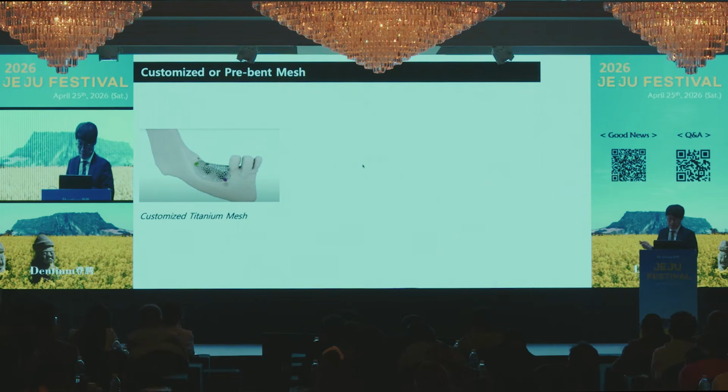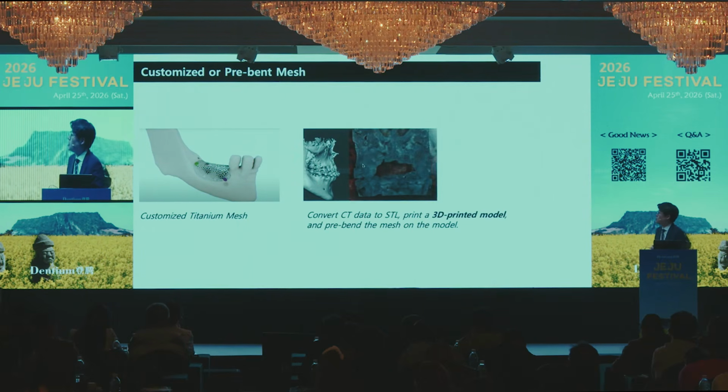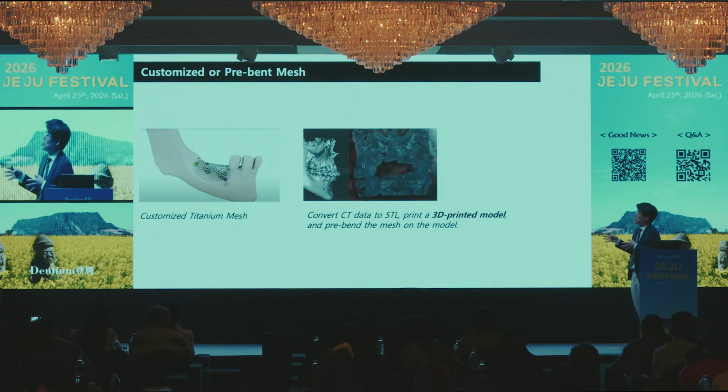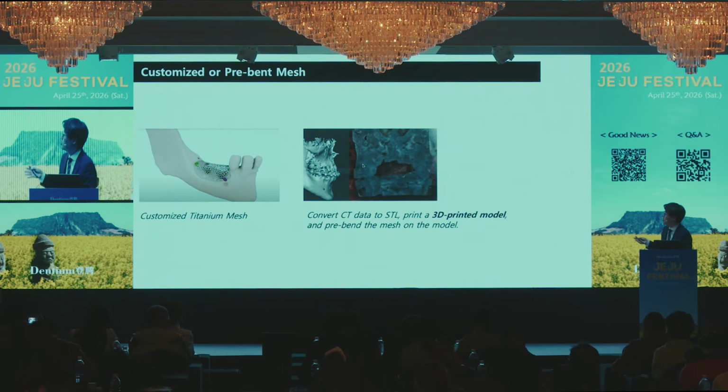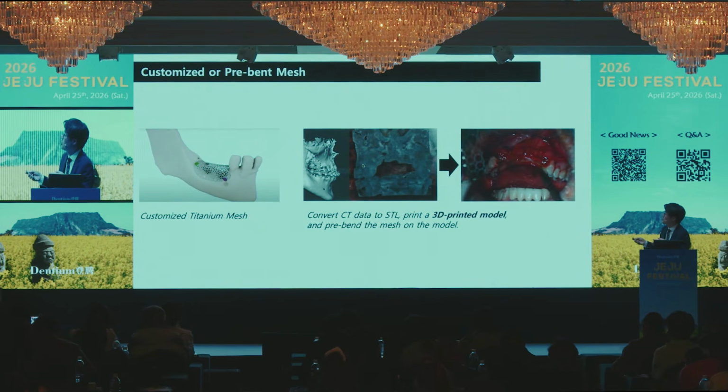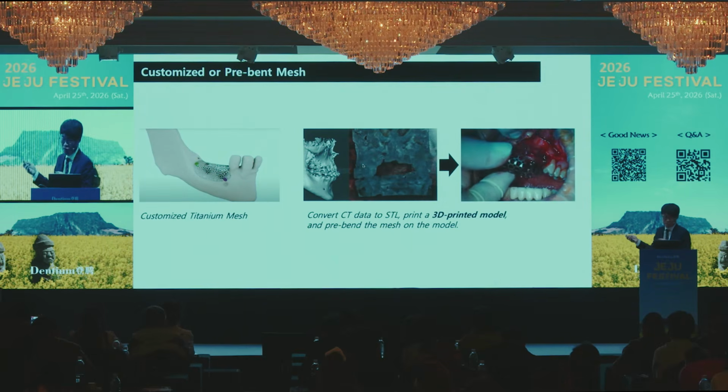So in my clinic, I take the CT view and I convert it into an STL file and I print it and make a model. And then from the model, I pre-bend the titanium mesh before the surgery. And then I can place it.